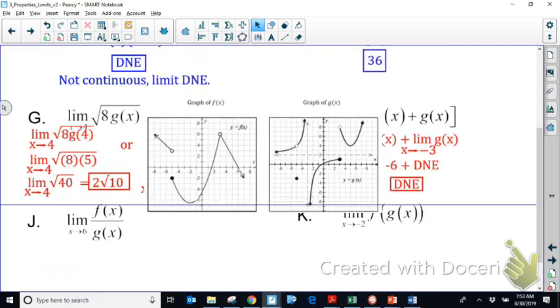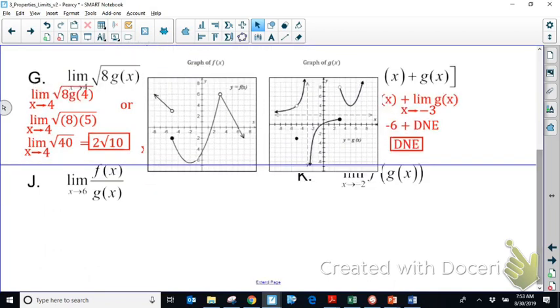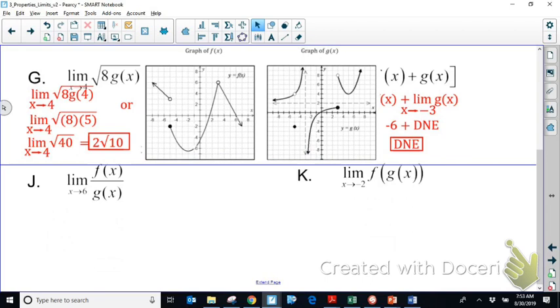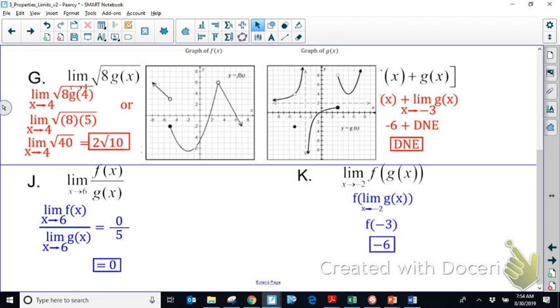And finally, for J and K down here at the bottom, J, the quotient rule, evaluate function f and g at 6, and we get 0 over 5, so 0 divided by 5 is 0. And here, this is where we're going to do a composite. We're going to evaluate function g at -2, and then we're going to evaluate function f for whatever that output is. So function g, as you approach -2, is going to be a -3, so f of -3 is a -6.